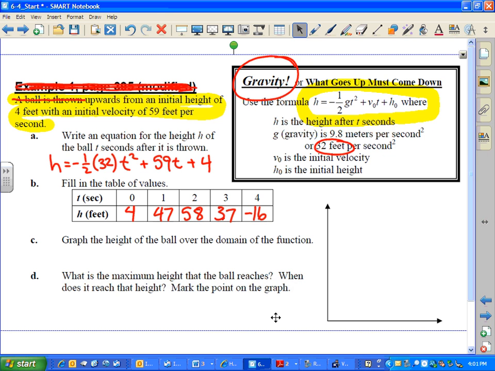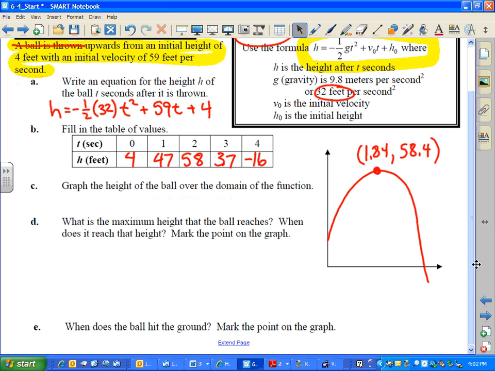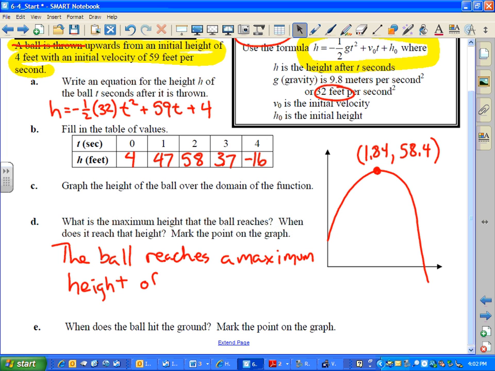So let's put that on the graph. 1.84 seconds and 58.4 feet. So the maximum height the ball reaches is there. The ball reaches a maximum height of 58.4 feet after 1.84 seconds.